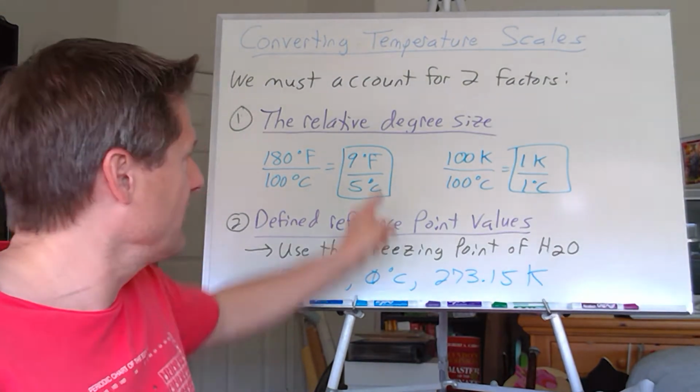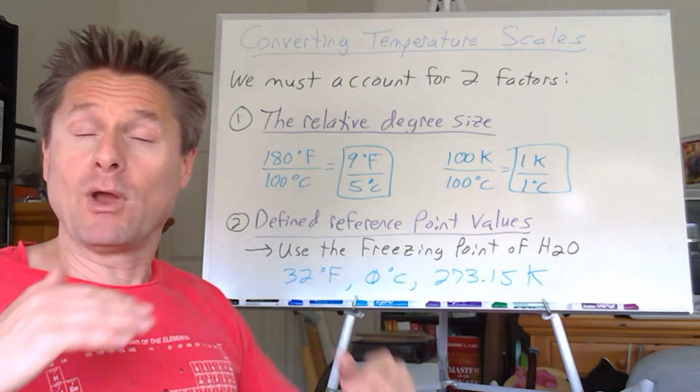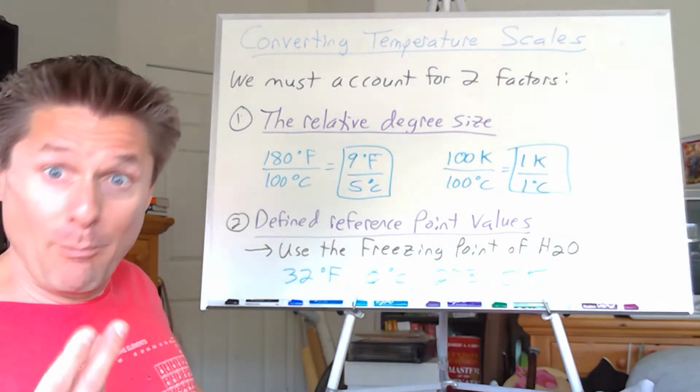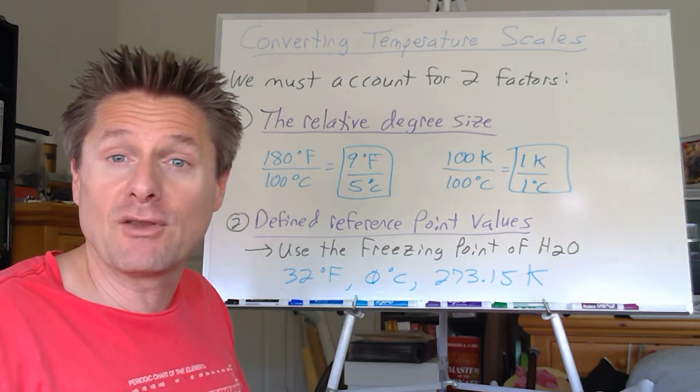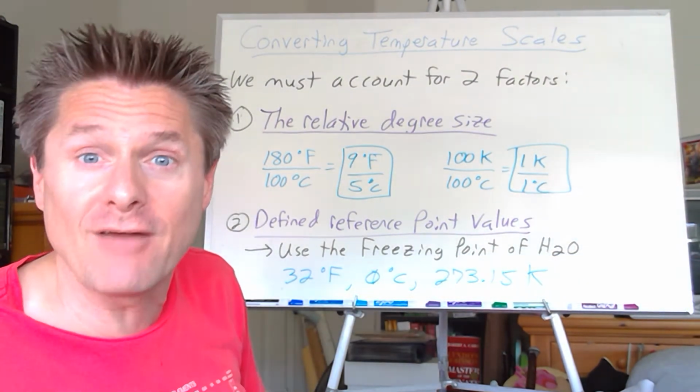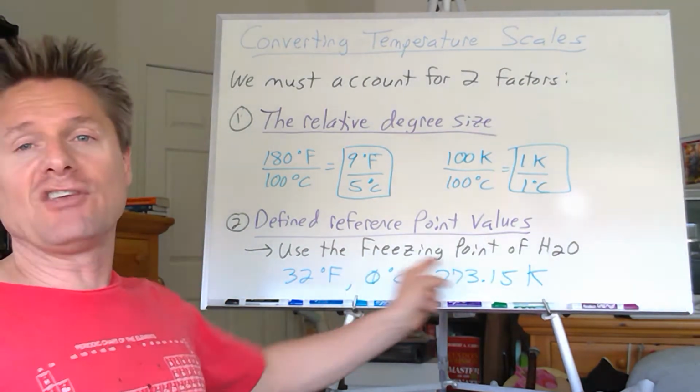I like the 9/5 because we're going to be canceling out the units. We also have to look at the defined reference point. We're going to use the freezing point of water. So by definition, that's 32 degrees Fahrenheit, 0 degrees Celsius, and 273.15 Kelvin. No degree on the Kelvin. Lord Kelvin, why? So we'll have to adjust for that.